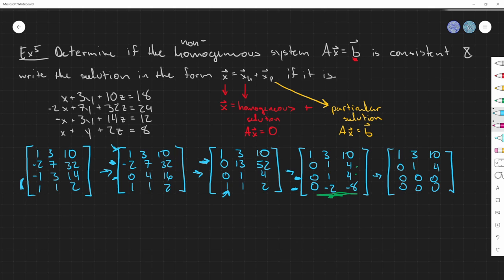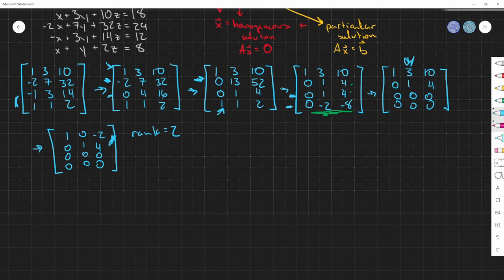And then lastly, getting rid of this 3, we are left with the row reduced echelon form 1, 0, this stays, and this would be -2, 10 minus 12, yes. And we see here our rank is 2, because it has 2 non-zero rows. And now we're going to check the augmented form of this equation.